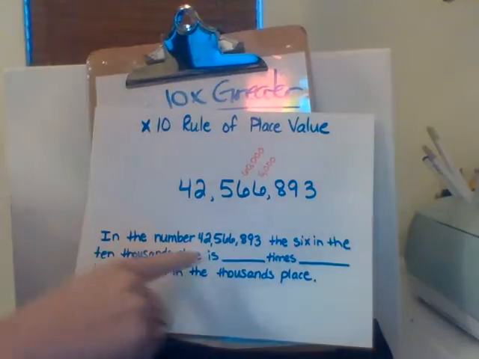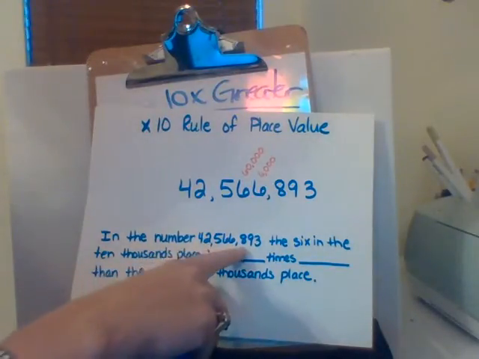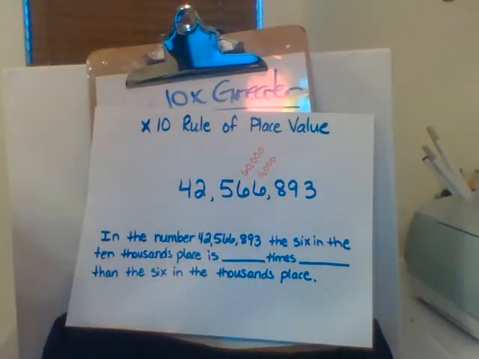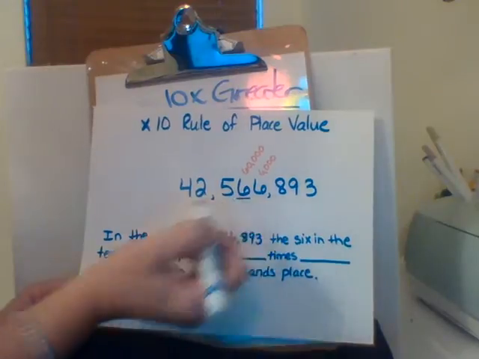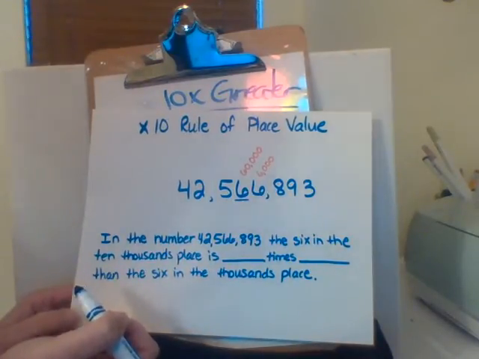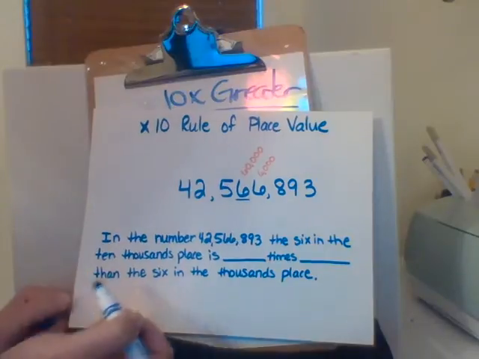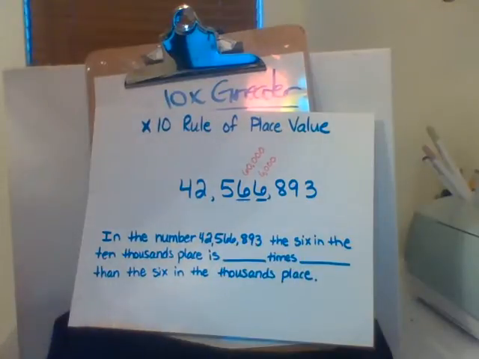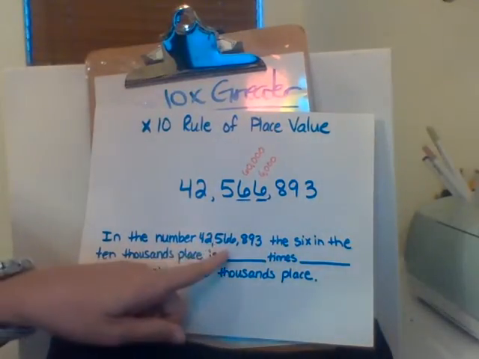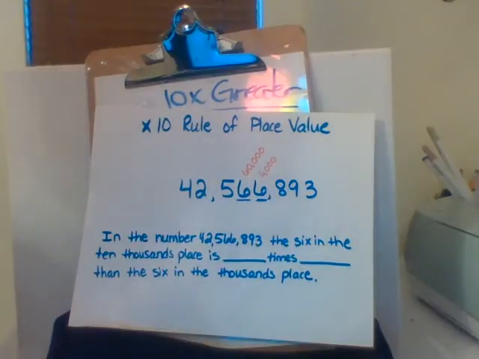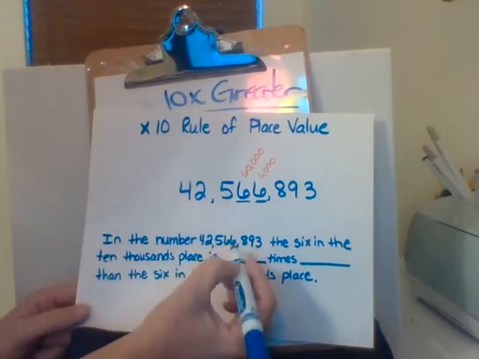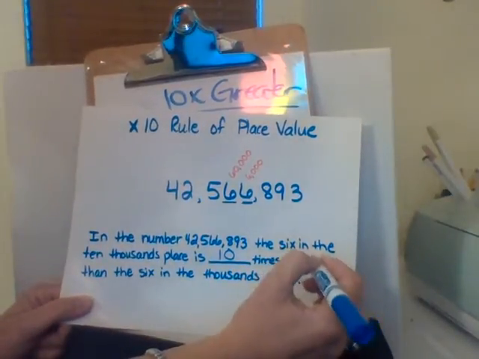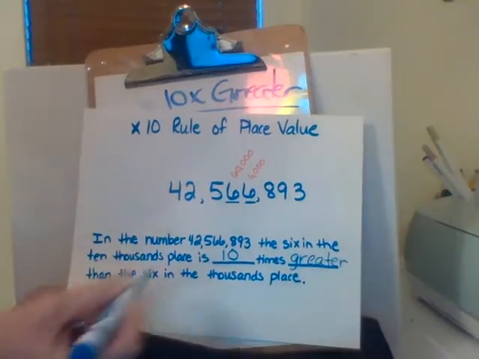Okay, in the number 42,566,893, again, it's just the number that I have up here, the 6 in the 10,000s place, there's the 10,000s place, is blank times the 6 in the thousands place. We need to fill in these blanks with the appropriate answers. So in the number 42,566,893, the 6 in the 10,000s place is 10 times greater than the 6 in the thousands place.